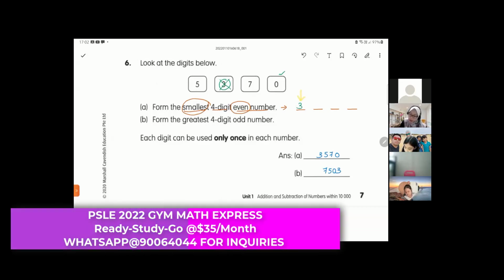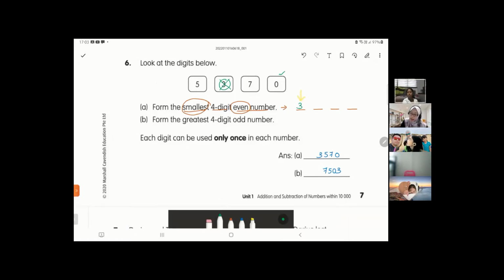Then even number means it must end with a number that is even. 5 and 7 is an odd number. This is odd, this is odd. The even is 0. So 0 is at the back there. Okay, this is out, done. Between 5 and 7, which one is a smaller number? If I compare, 5 is the smaller number, right? So 5 comes first and then the blank is 7. So answer is correct. Very good.